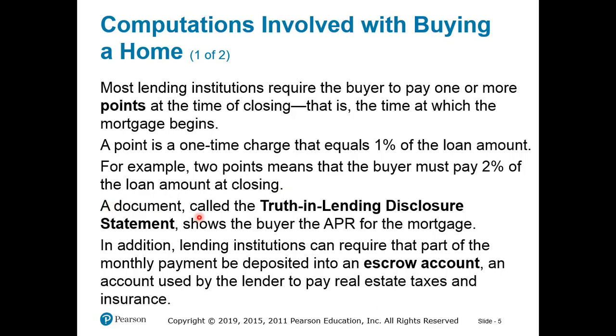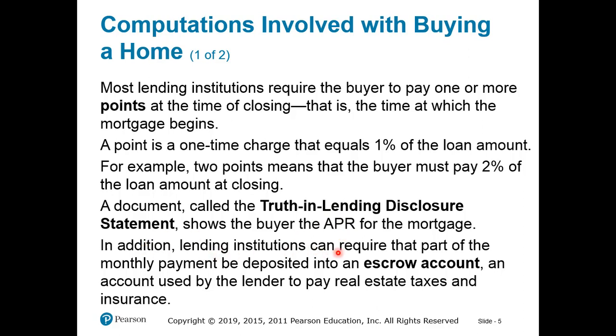Now, a document called the Truth in Lending Disclosure Statement is usually given to you before the closing. It's usually given to you at the beginning of the process and basically tells you, here are all the estimates of closing costs, the loan amount, interest rates, and so on. And it shows the buyer the APR for the mortgage, the annual percentage rate.